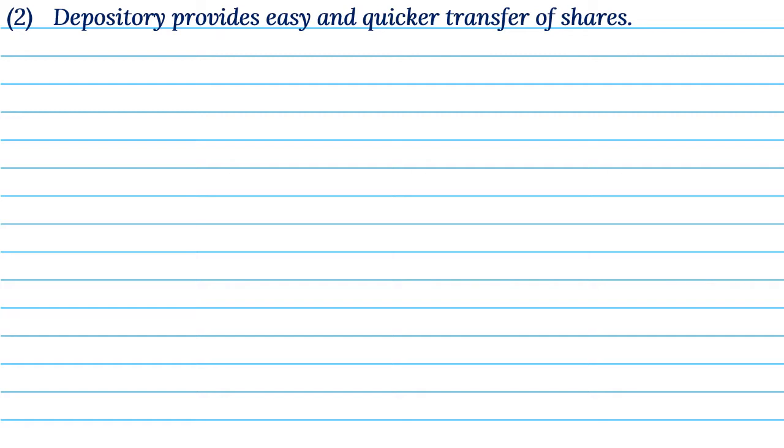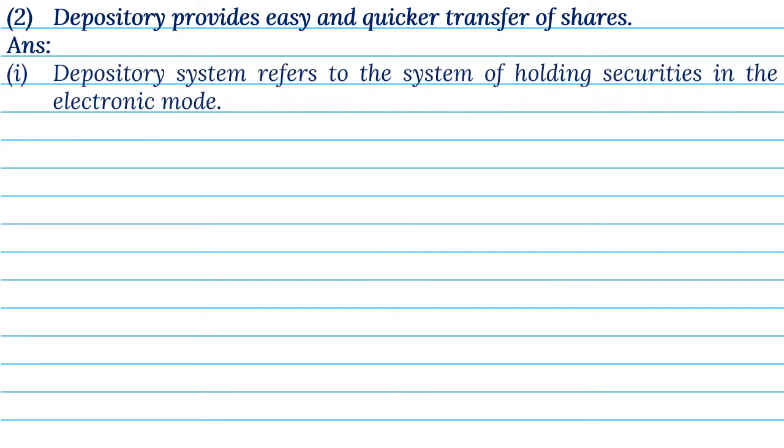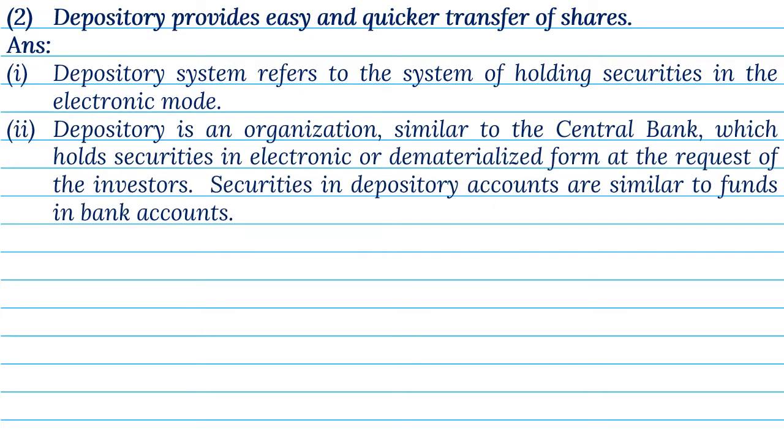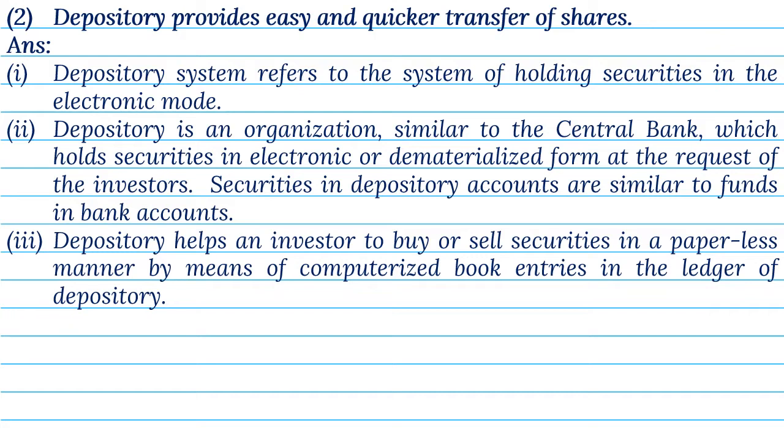2. Depository provides easy and quicker transfer of shares. Answer. 1. Depository system refers to the system of holding securities in the electronic mode. 2. Depository is an organization, similar to the central bank, which holds securities in electronic or dematerialized form, at the request of the investors. Securities in depository accounts are similar to funds in bank accounts. 3. Depository helps an investor to buy or sell securities in a paperless manner by means of computerized book entries in the ledger of depository.